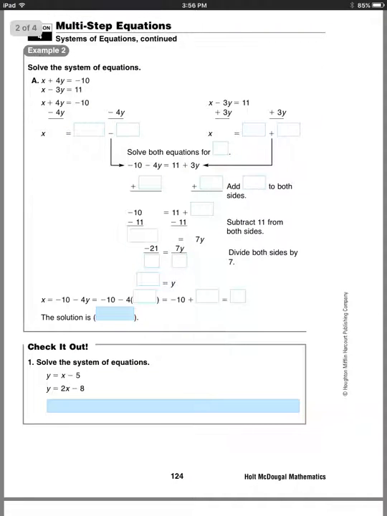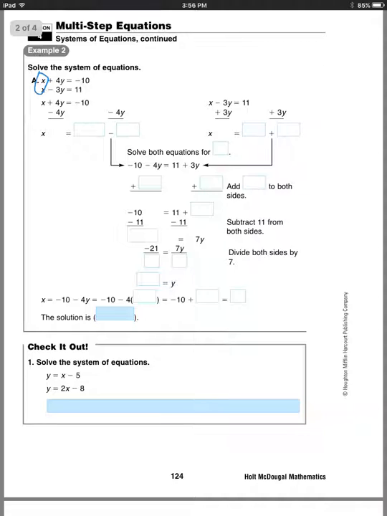Alright, this one is a little bit more difficult because if you notice, you don't have an x equals something or a y equals something. It's x plus 4y equals negative 10 and x minus 3y equals 11. So what we need to do on these is look and see if either variable has a coefficient of 1 on both of these equations, and it looks like it does. The x has a coefficient of 1.